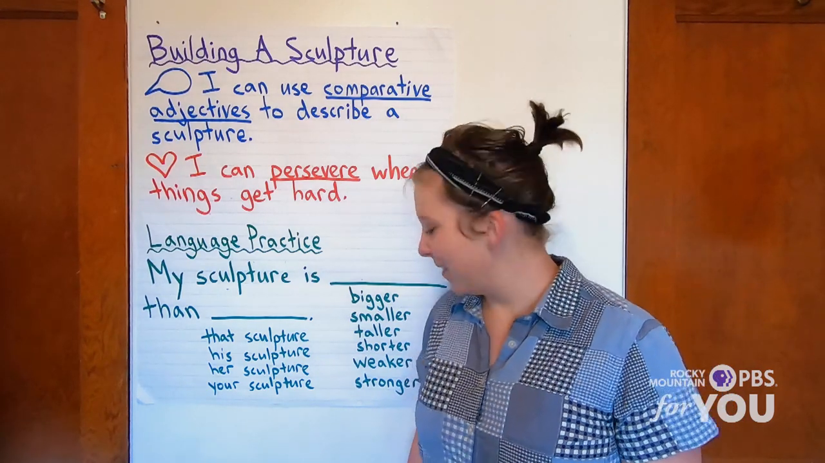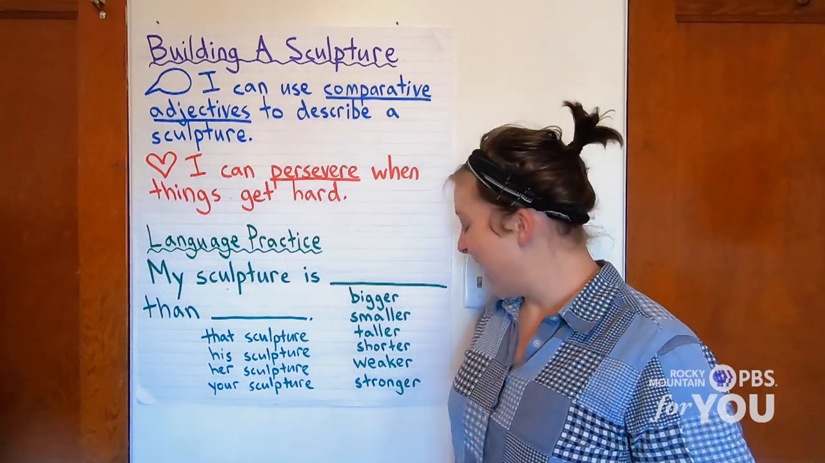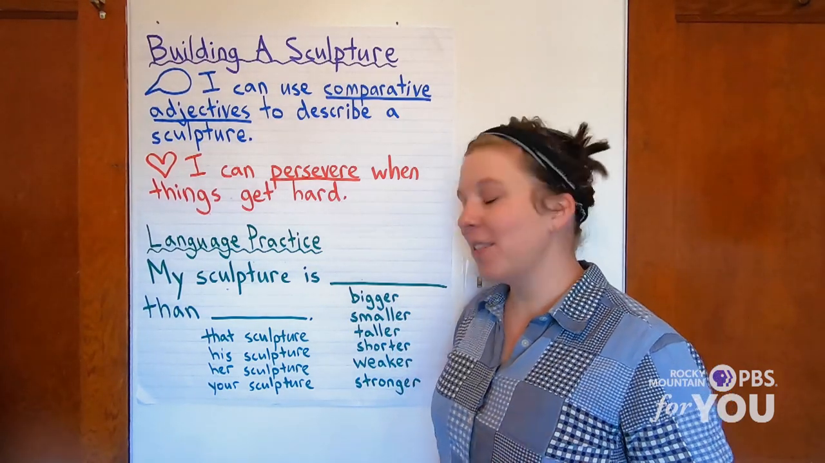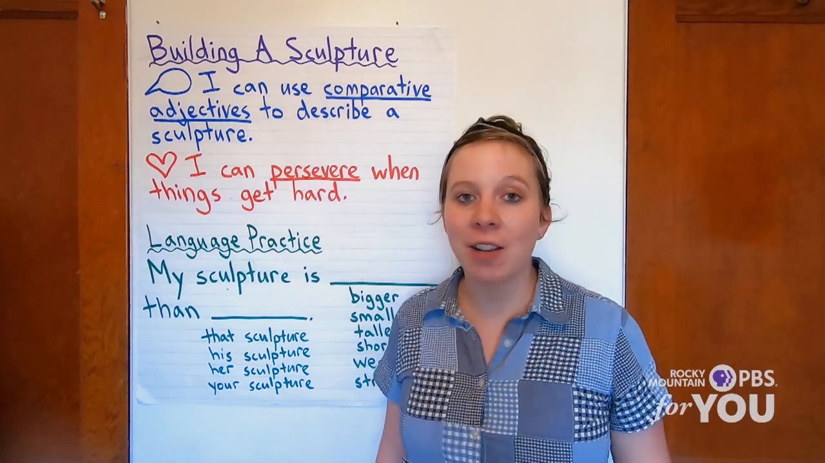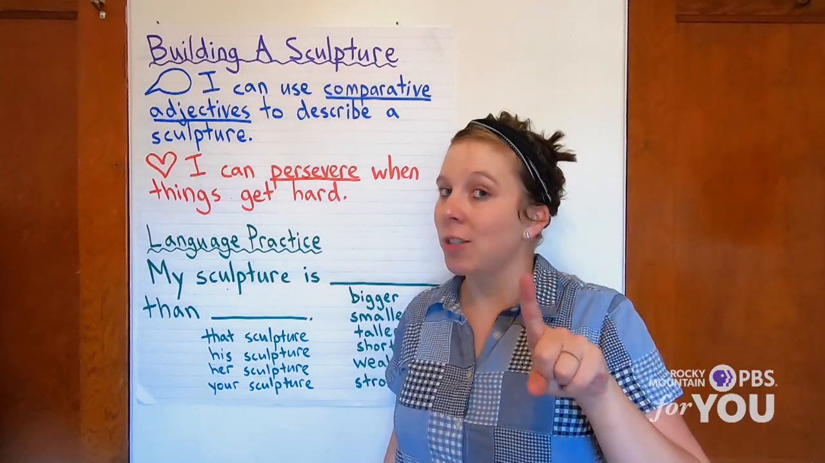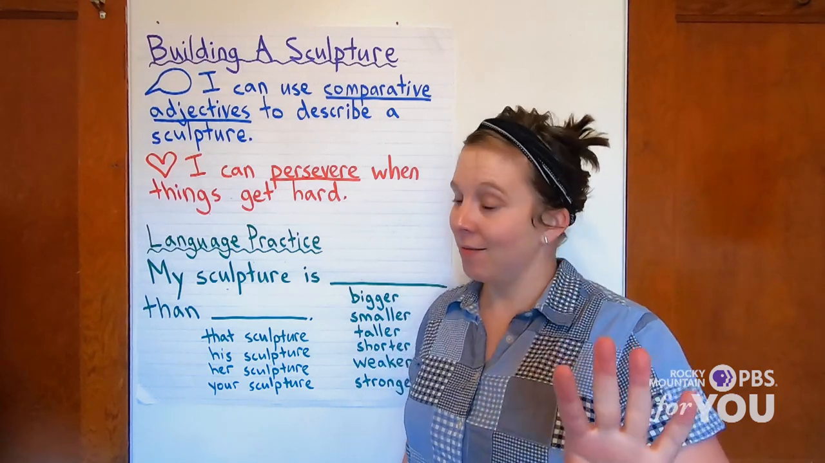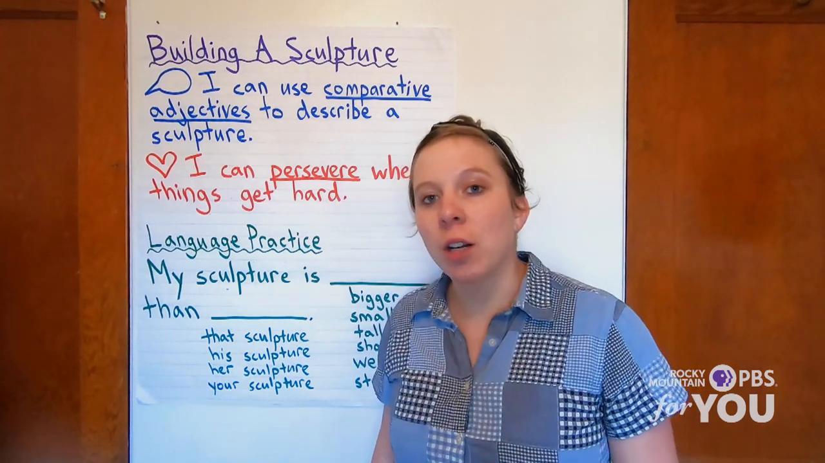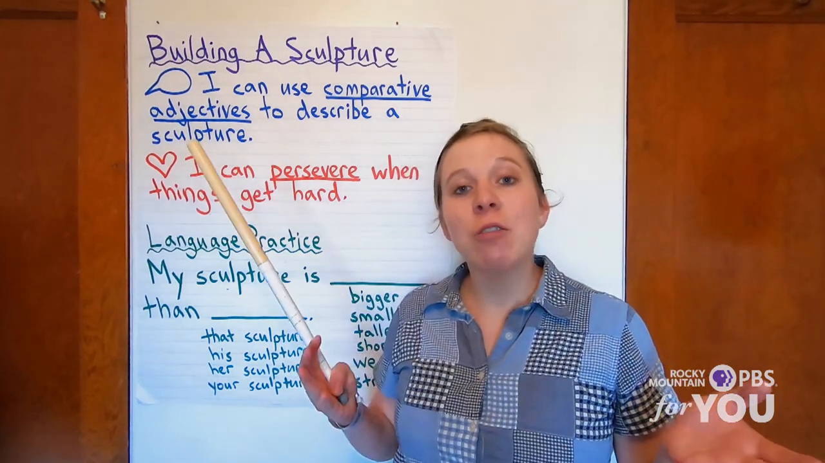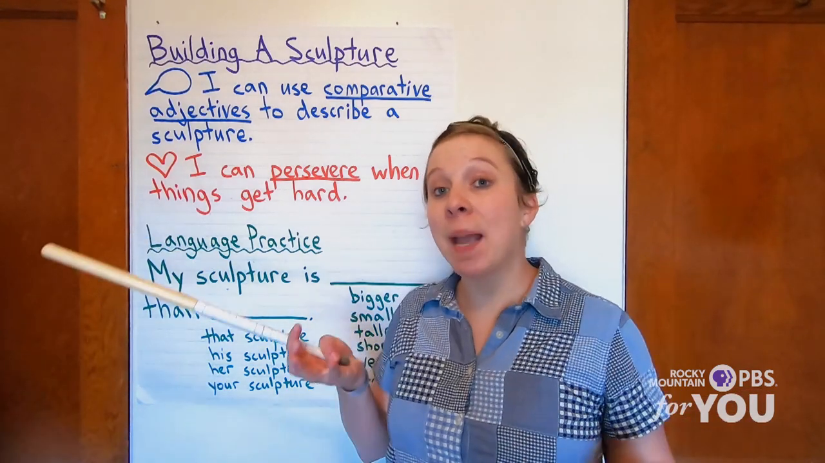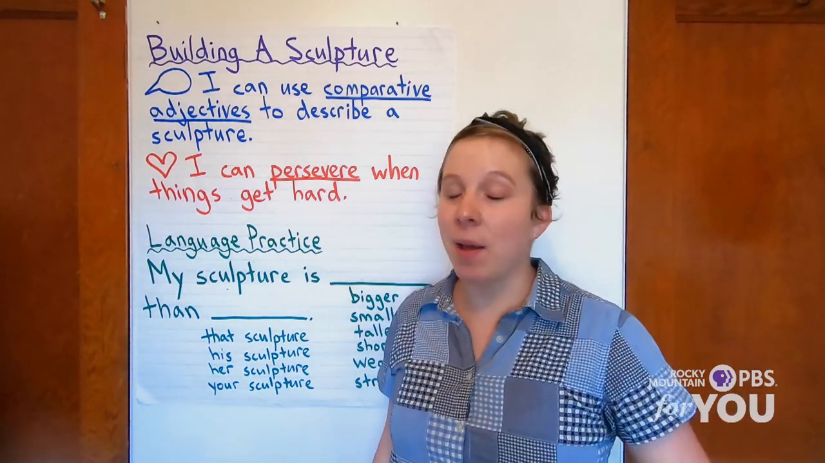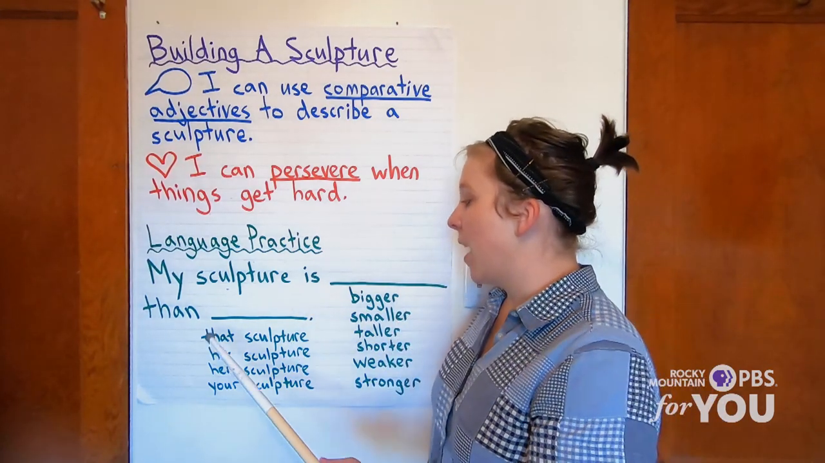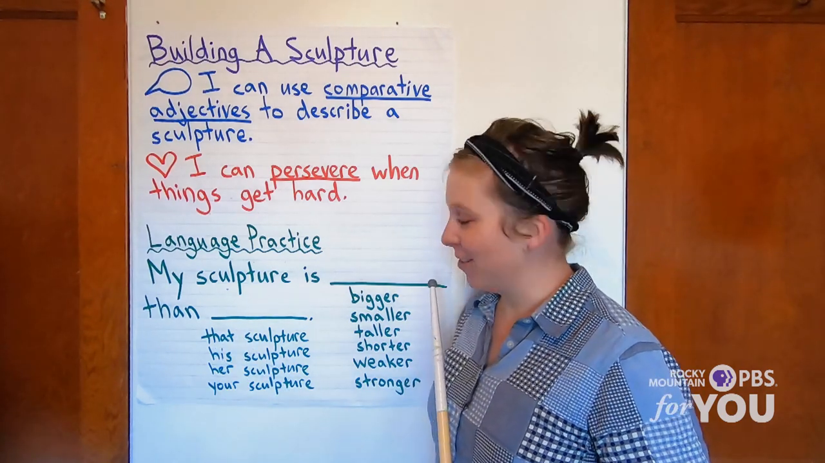Do you notice a pattern about any of those words? I notice they all end in ER. That's an easy way to tell if a word is a comparative adjective. Not always. Just sometimes. Use your brains. Okay, here we go. I want you to think about your sculpture and the Lao Tzu sculpture. Let's compare them in our minds. I'm thinking about the castle I made. My sculpture is blank than that sculpture. That's what we're gonna do first.